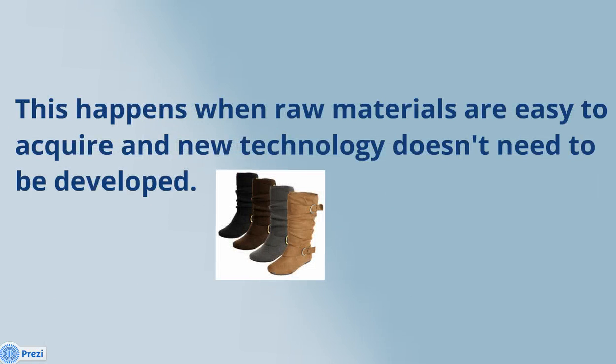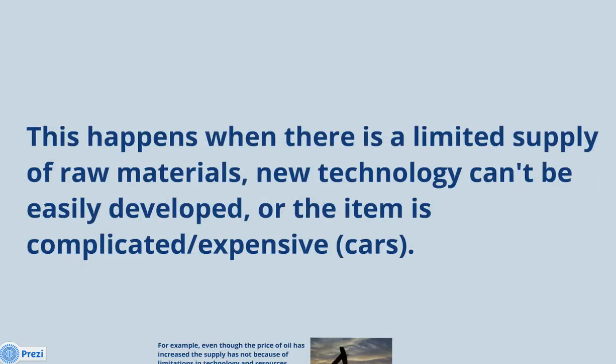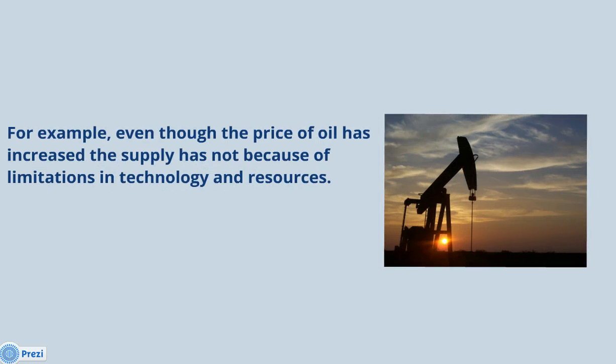Elastic supply happens when raw materials are easy to acquire and new technology doesn't need to be developed. So you can alter your production model fairly easily. But then supply is inelastic when there's a limited supply of the raw materials, when new technology can't be easily developed, or the item is complicated or expensive. An example of this might be cars.